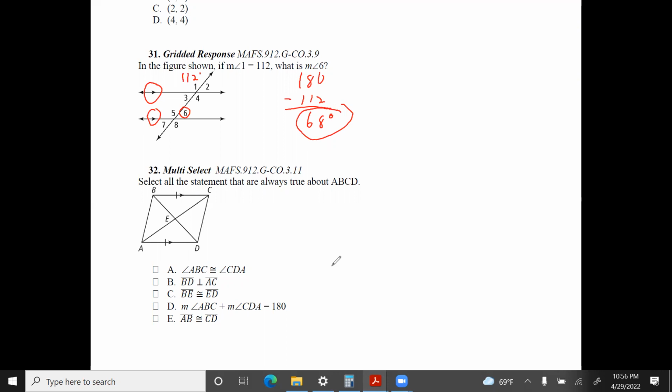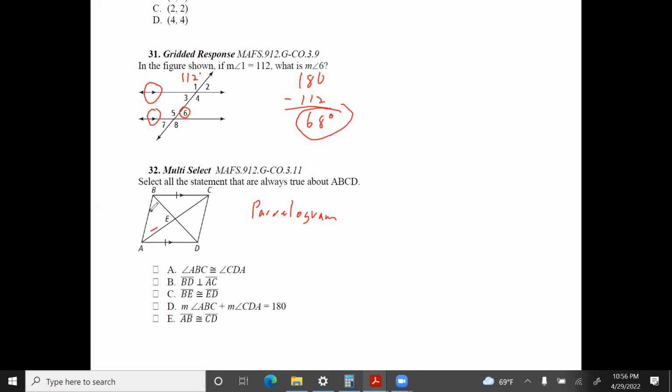And then number 32, which I think is the last one on here. It's like all the statements that are always true about A, B, C, D. We have to know what figure we have, the parts that are labeled, the two that are across from each other. That's enough to know that this is a parallelogram. Now, it could be a rhombus. It looks like a rhombus. However, we don't have the markings for a rhombus, so we can't assume it's a rhombus.